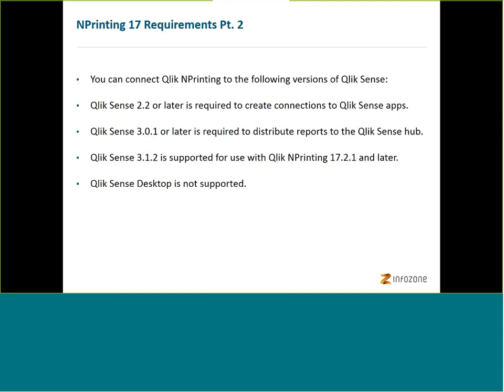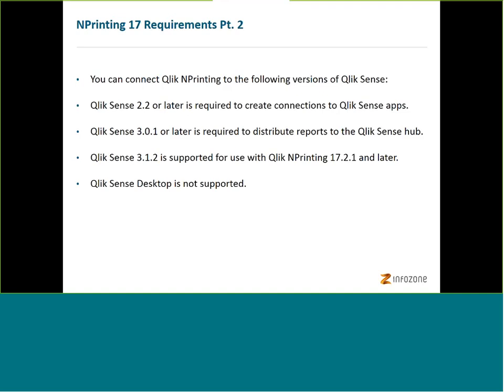As far as requirements for versioning, for Qlik Sense, 2.2 or later is required to work with NPrinting. So in order to create connections to your apps and generate reports, you have to be above 2.2. If it works, it's not going to be supported. So if you have 2.1 and it breaks, it's not going to be supported by Qlik. Qlik Sense 3.0.1 is required for reports to be distributed to the hub. We're going to go over a quick demo of that a little later.